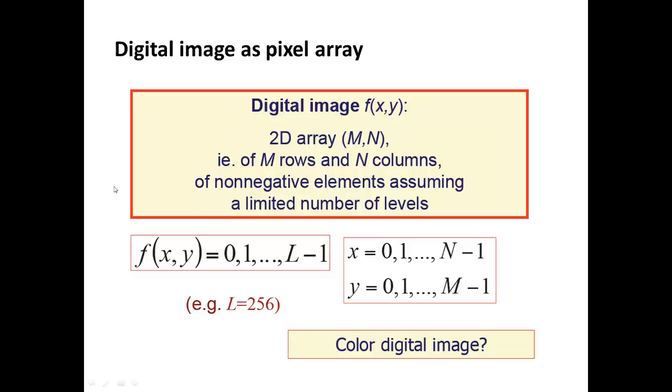The value of the image is non-negative. An image generally has a maximum value. We call it L minus 1. Generally we call L the level of the image. For example, if L equals 256, we say the level of this image f(x,y) is 256. What we talk about here is the gray image.